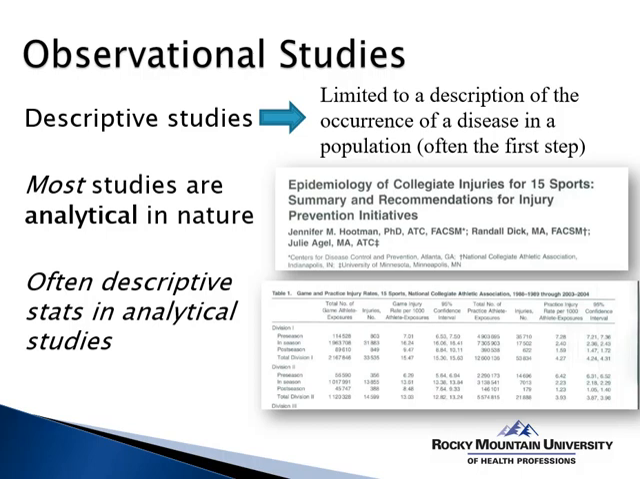And then they were looking at rates. What is the game injury rate and the practice injury rate? And in this case, they defined it per 1,000 athlete exposures.